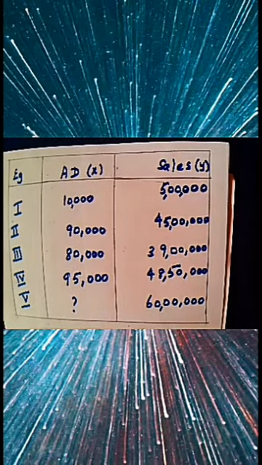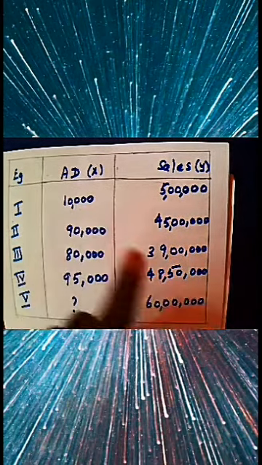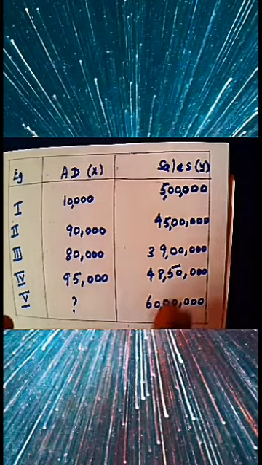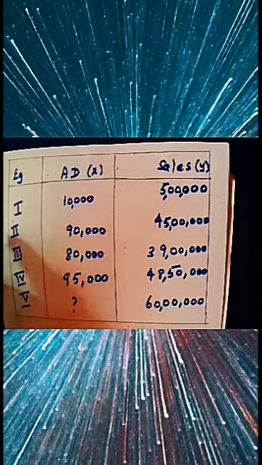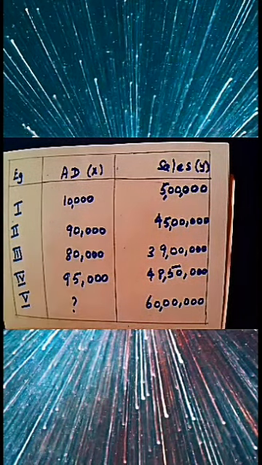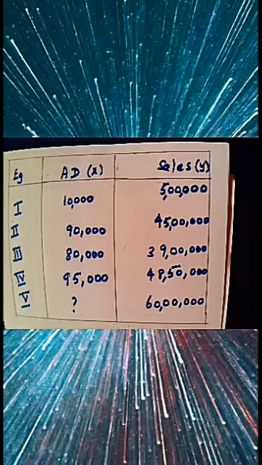When the sale is 5 lakh, the advertisement is 10,000. Initially I invested 10,000 for advertisement, and my sale was 5 lakh in the first year. Similarly, in the second year I have invested 90,000, or you have invested, fine. But it is an assumption, and the sale is going to be 45 lakhs.